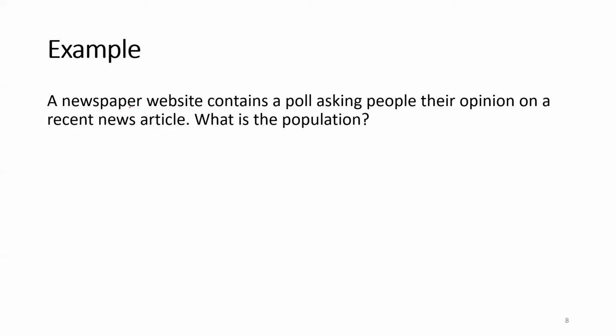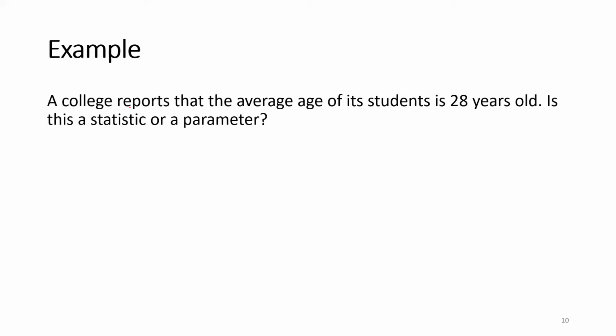Example: a newspaper or website has a poll asking people their opinion on a recent news article. What is the population? It's basically the readers of the newspaper's website. Another example: a college reports that the average age of its students is 28 years old. Is this a statistic or a parameter? Well, it seems to be inferring that they're talking about the entire college, and that would be a parameter.